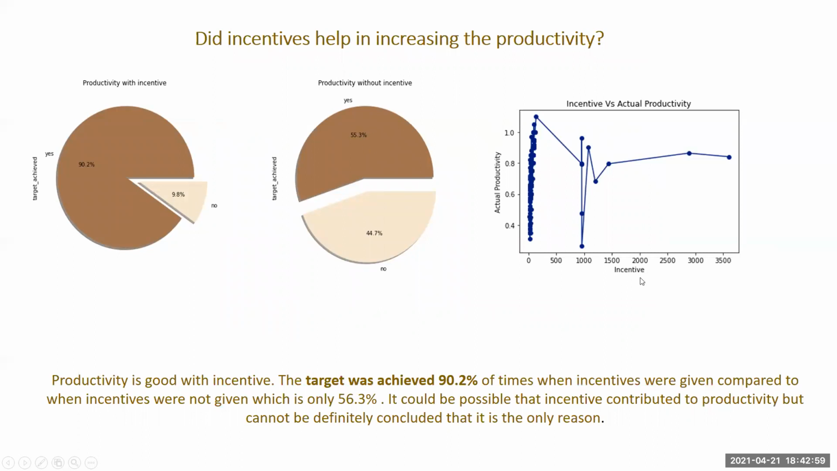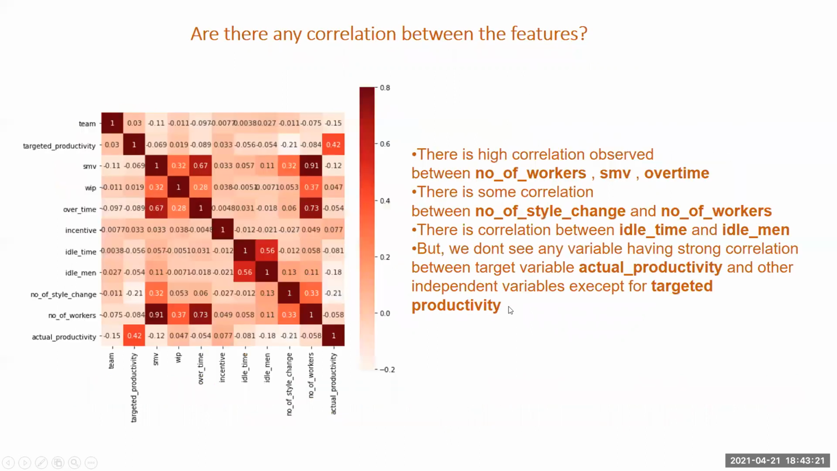But when we plot a graph between incentive and actual productivity, we are seeing that with less incentive also the target has been achieved, and with more incentive, there is a very low actual productivity. So this data is a bit inconclusive because of this graph here.